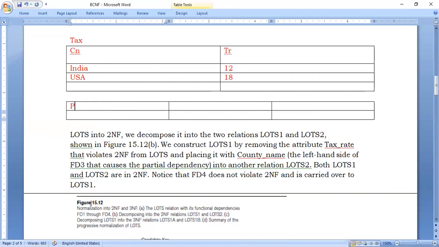Here it is property ID. And here I have country name and here I have tax rate. We are skipping other attributes for the time being. Suppose property ID is P01, then it is in the country India. It has got area and all those things will be written here. Then the tax rate is, suppose, 12.